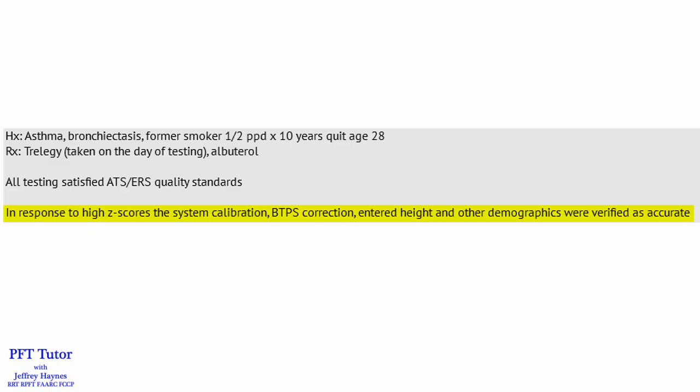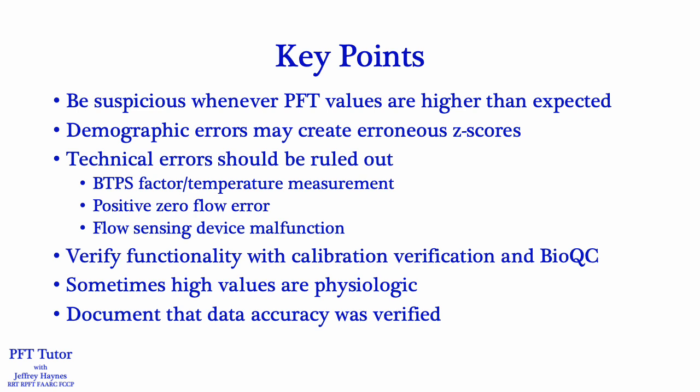Document it not just for the doctor interpreting the test, but for others who may review the results in the future, possibly at a different location. Key points: be suspicious whenever PFT values are higher than expected. Demographic errors may create erroneous z-scores. Technical errors should be ruled out. These include BTPS correction factors and temperature measurements. Make sure there's not a positive zero flow error. Always investigate whether the flow sensing device is working accurately. You can verify functionality with calibration verification and BioQC. Keep in mind that sometimes high values are physiologic, and always document that the data accuracy was verified.